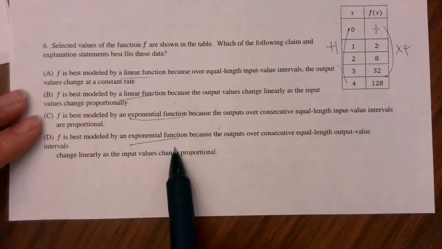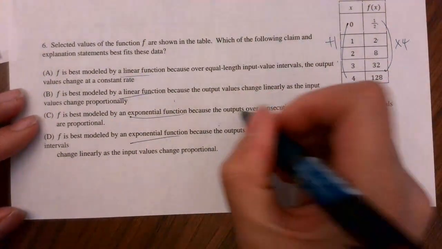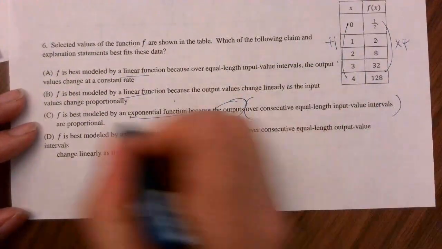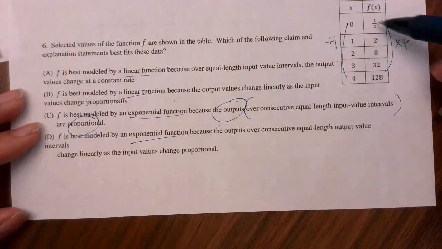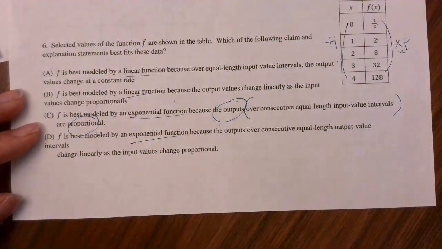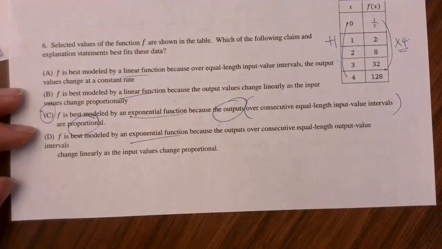Now I have to pick the correct reasoning. C says because the outputs over equal length input intervals are proportional. All my outputs, half, 2, 8, 32, 128, proportional? Yes, they are. C. So D is wrong.